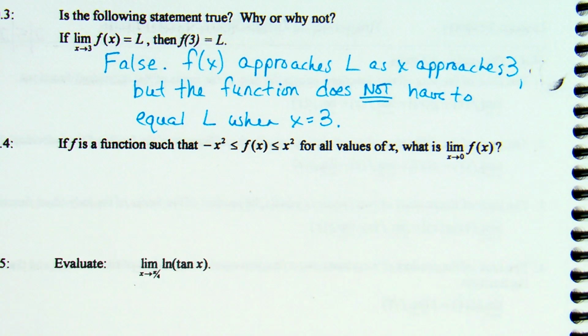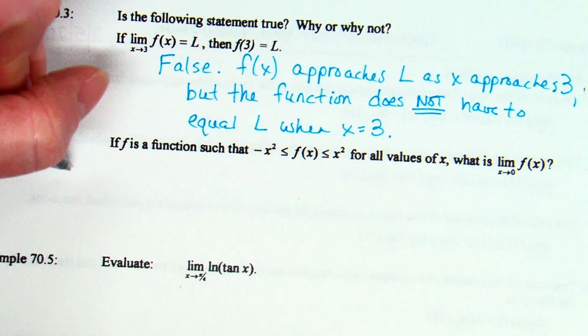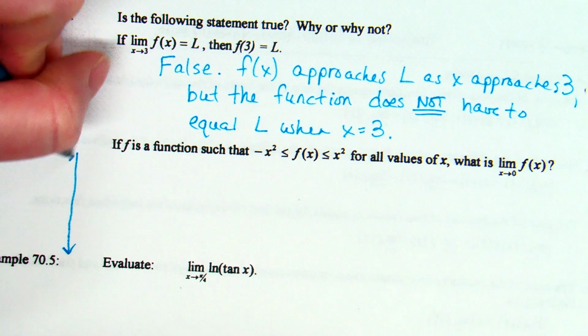Example 4. If a function f is such that negative x squared is less than or equal to f of x, which is less than or equal to x squared for all values of x, what is the limit as x approaches 0 of f of x? Draw a picture. And Carly's saying, I have no idea what I'm supposed to be trying to visualize here. Draw a picture.